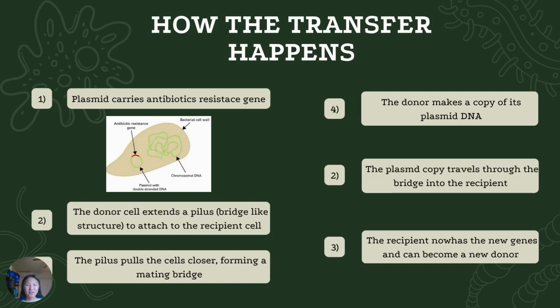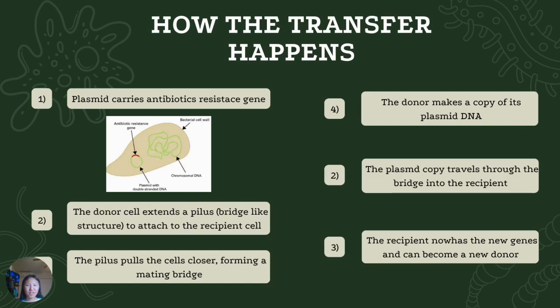How does the transfer of antibiotics occur? Well, first the plasmid carries the antibiotic resistant gene. The donor cell then extends a pilus to attach to the recipient cell. The pilus pulls the cells closer to form a mating bridge. The donor then makes a copy of the plasmid DNA, and the copy travels through the pilus to the recipient bacteria. Now, the recipient bacteria can also be a donor and spread the antibiotic resistant gene.